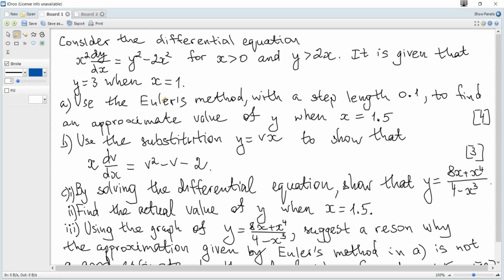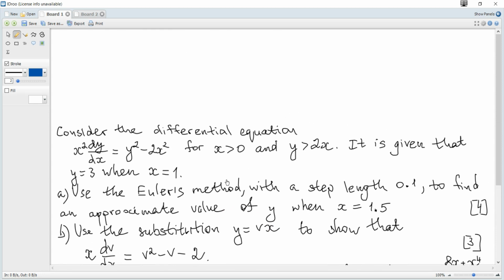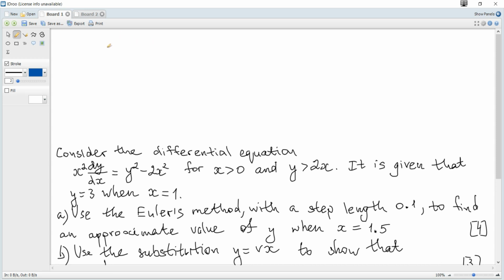Consider the differential equation. Use Euler's method with a step length 0.1 to find an approximate value of y when x is 1.5. The formula is given in a data booklet and it looks like y n plus 1, the next y coordinate, is the current y coordinate, which is y n, plus a step, which is h, multiplied by the derivative at the current point x n, y n.